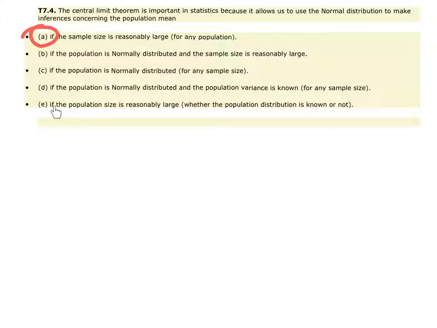Now letter E, if the population size is reasonably large, whether the population distribution is known or not. The central limit theorem does not look at the population size. The central limit theorem looks at the sample size to make a decision. Remember, for this case, we're doing this for continuous data, and if the sample size is greater than or equal to 30, it means the central limit theorem is met, and we can assume that any distribution is approximately normal.